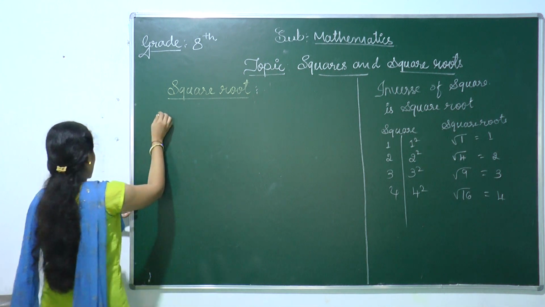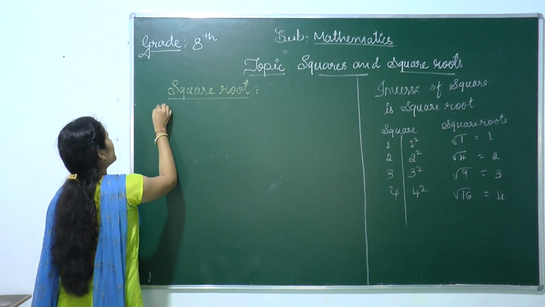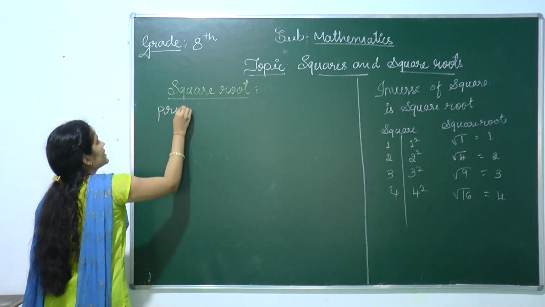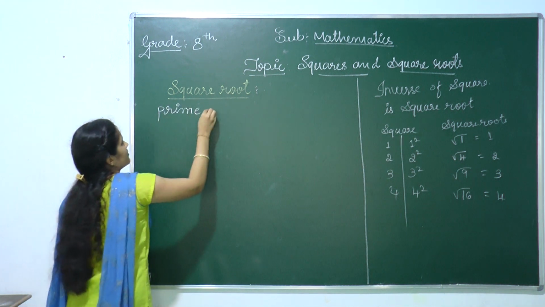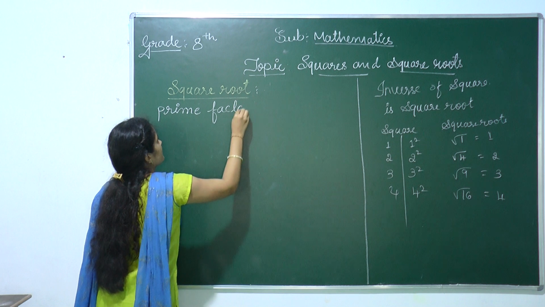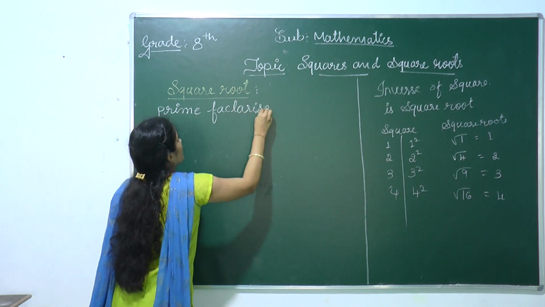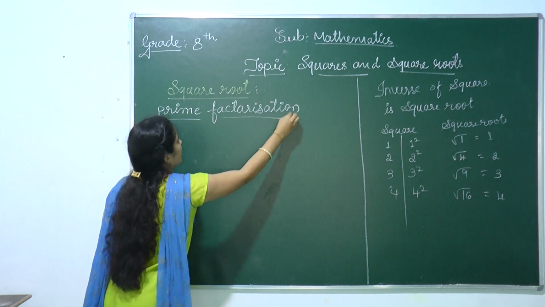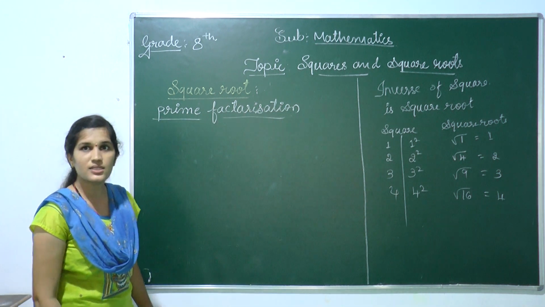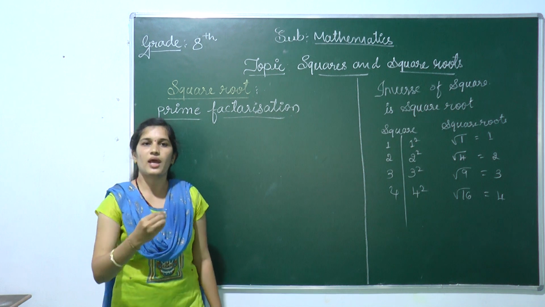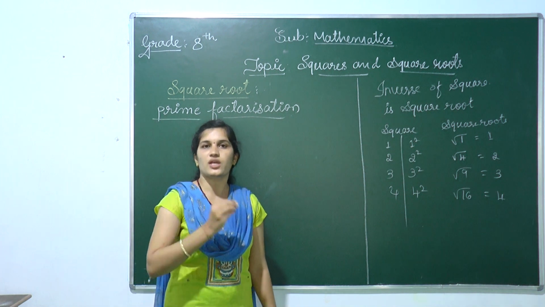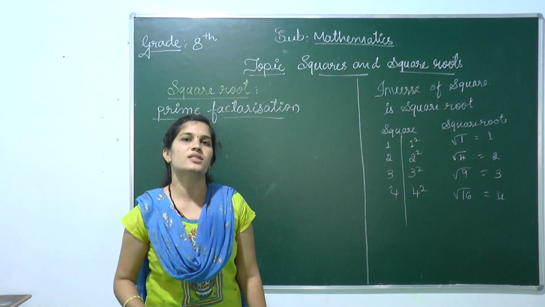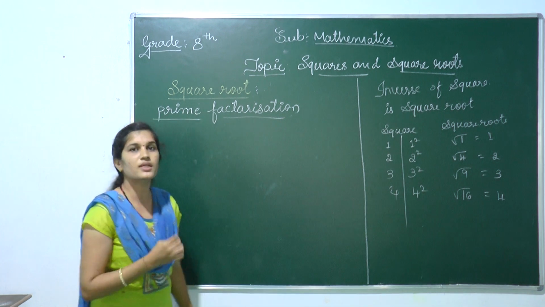Okay, the second method is division, or we can call it prime factorization. Already you know what factorization is from your previous classes. Is it? What are the factors? If they have given any number, the tables in which the number lies are called the factors of the given number. Is it?